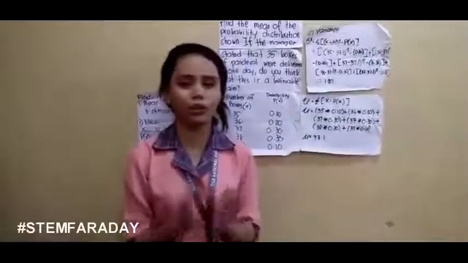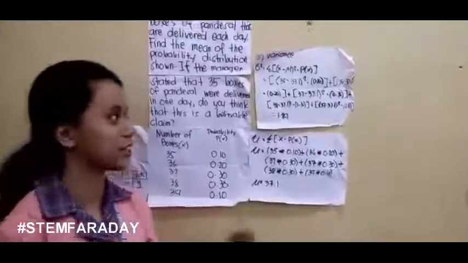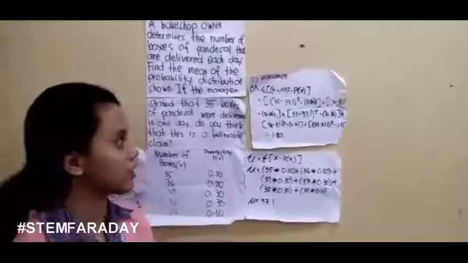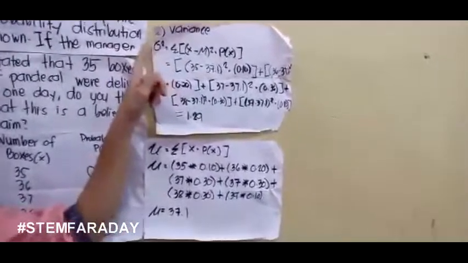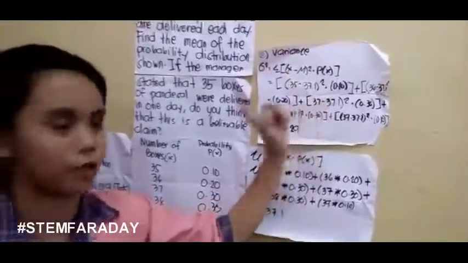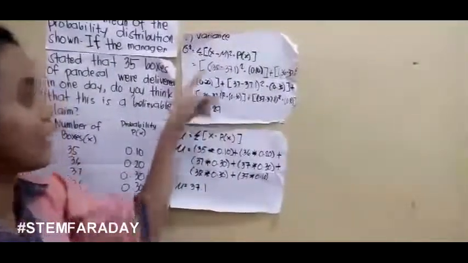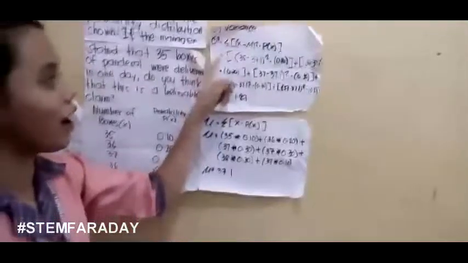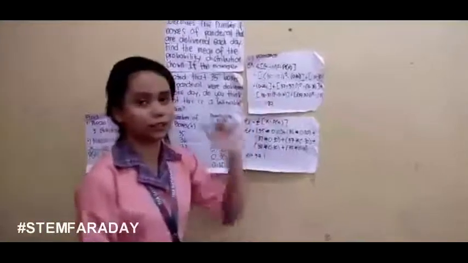So next, we will find the variance in this problem. In order to find the variance, we use the formula: variance squared equals the summation of x minus the mean squared times p of x, or the probability. After writing the formula, we do the substitution.